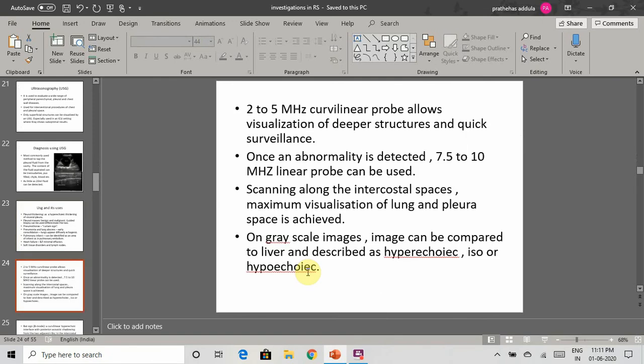A curvilinear probe of 2 to 5 MHz allows visualization of deeper structures and quick surveillance, whereas 7.5 to 10 MHz can be used once the abnormality is detected. Scanning along the intercostal space, maximum visualization of lung and pleural space is achieved. On grayscale, images can be compared to the liver and described as hyperechoic, iso- or hypoechoic.